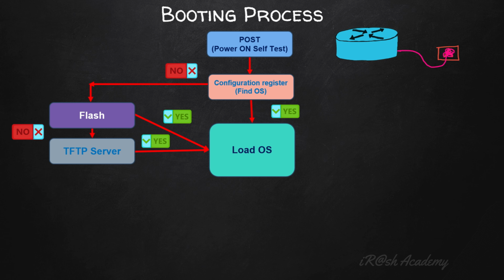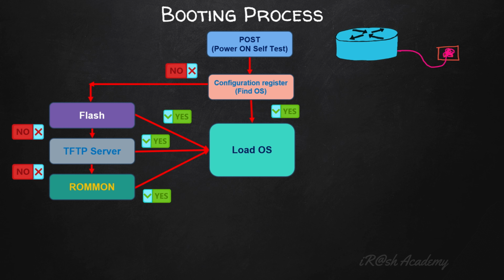So what if the router doesn't find the operating system on that TFTP server? Then the router will look into its ROMMON. The ROMMON contains a mini operating system with limited features. It is used to start the Cisco device in maintenance mode for troubleshooting and diagnostic purposes. So when the router looks into the ROMMON area, it finds the mini version of the operating system, and it loads that operating system.